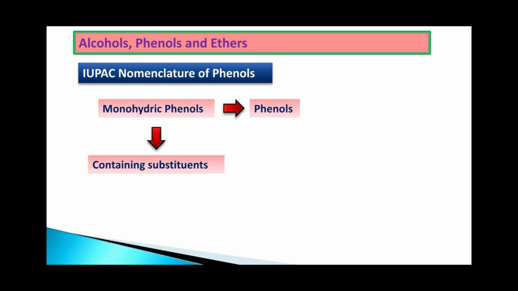But remember, for substituted phenols, the position should be handled very carefully. You cannot skip the position of the substituent groups. That is what we are studying in the dihydric phenols. Dihydric phenols containing two hydroxy groups are called benzene diols. Here also position is very important. We have taken some examples in the previous slides: benzene 1,2 diol, benzene 1,3 diol, benzene 1,4 diol.